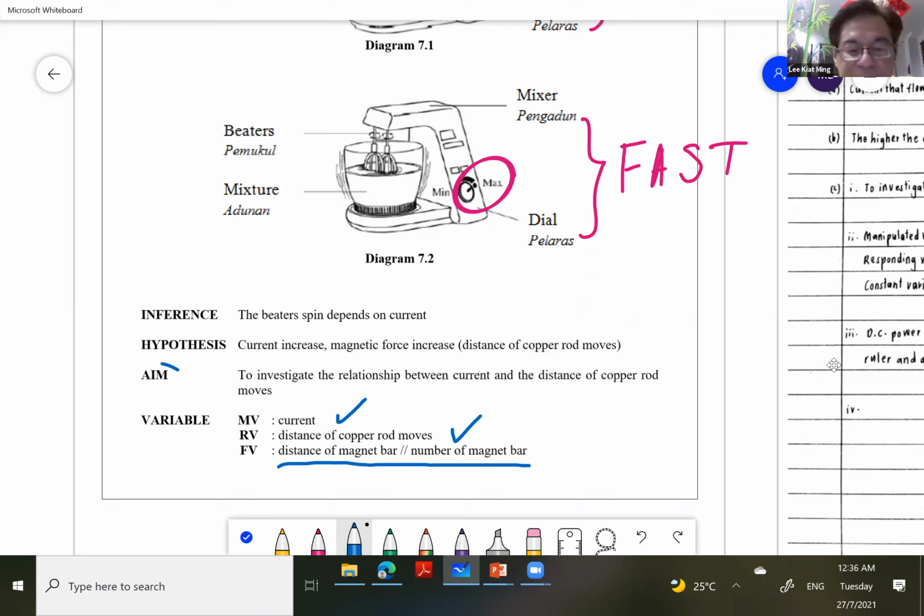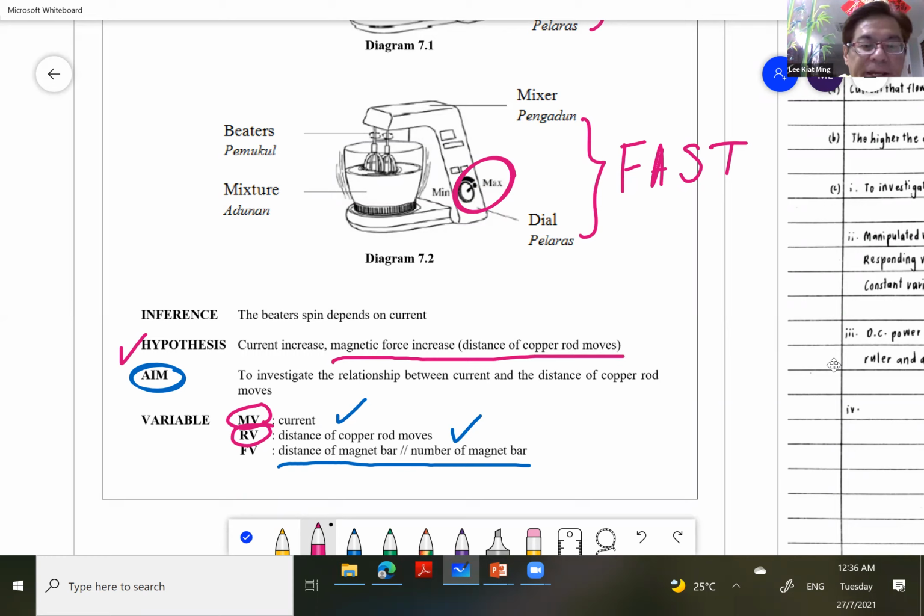For the aim, you just write to investigate the relationship between the manipulated and responding variable. Then the hypothesis: the higher the manipulated variable, the higher the responding variable. The higher the current used, the higher the distance the rod moves. Clear? Or you may use the words: the higher the current, the higher the magnetic force produced.